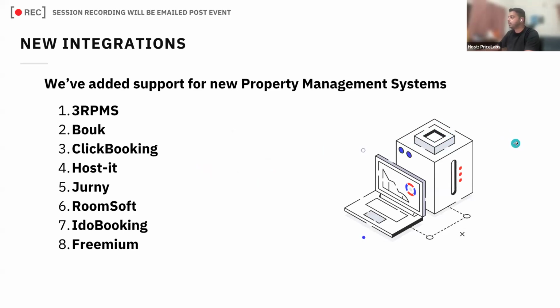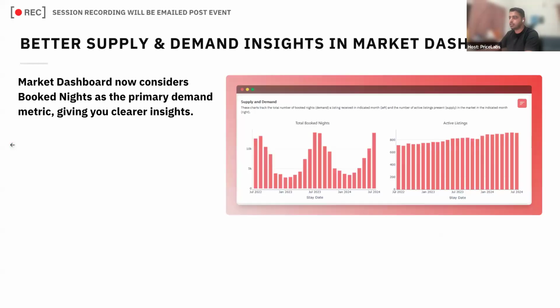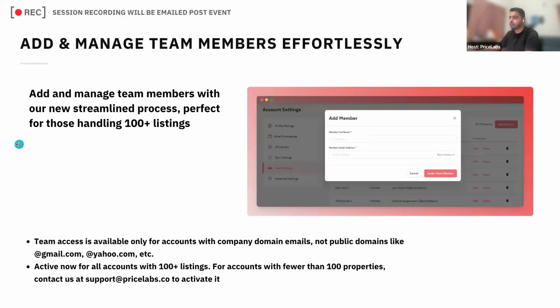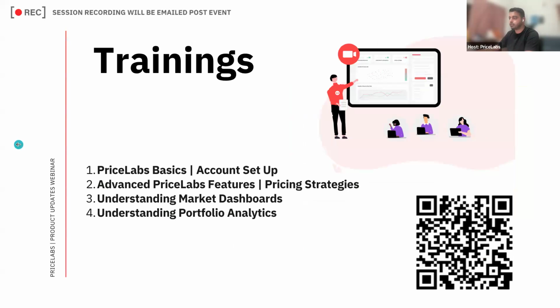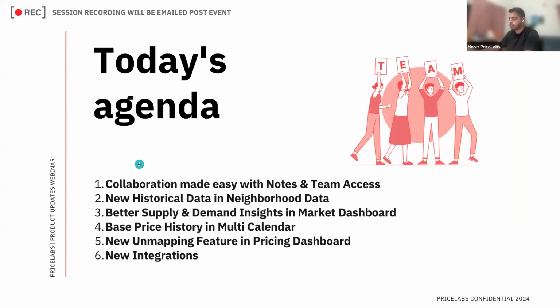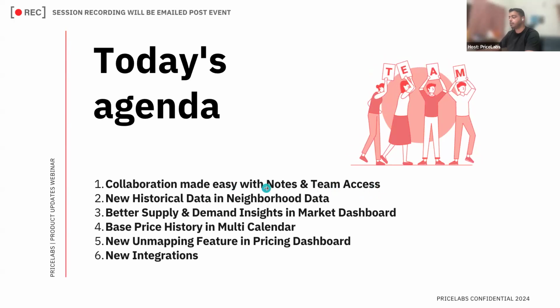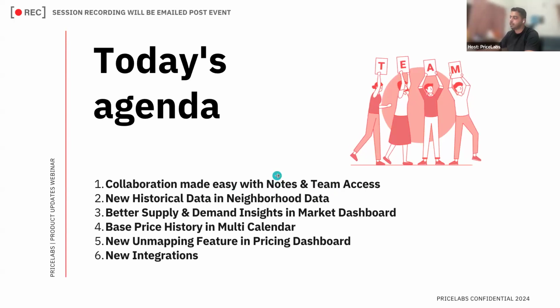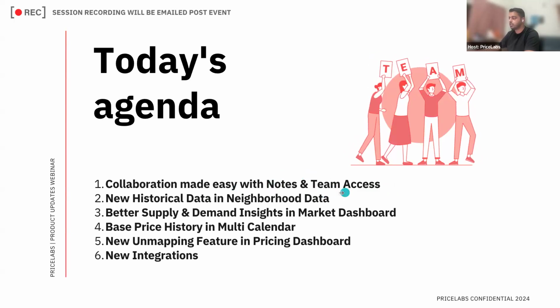So yeah, that's about it from the presentation point of view. I can go back to the overview, the agenda for this, so that just as a revision, we've made changes to notes. We've given notes access at a listing, group, and account level. We've added functionality to pin and remind notes. Then we've given access to team settings for all users with 100 plus listings.